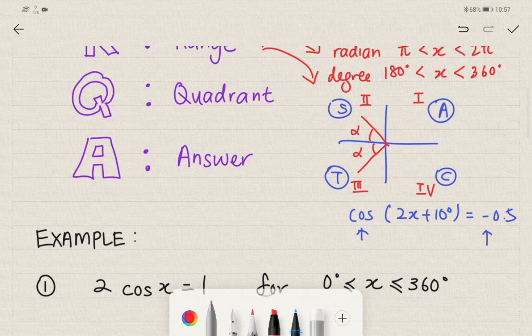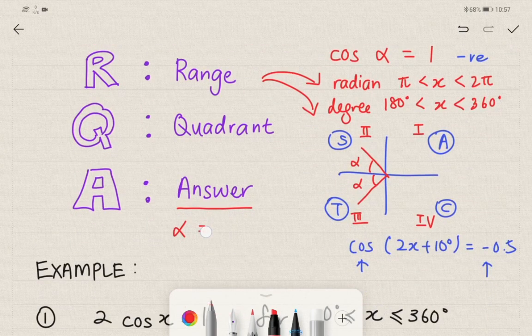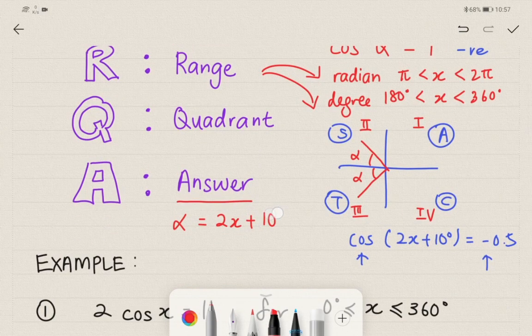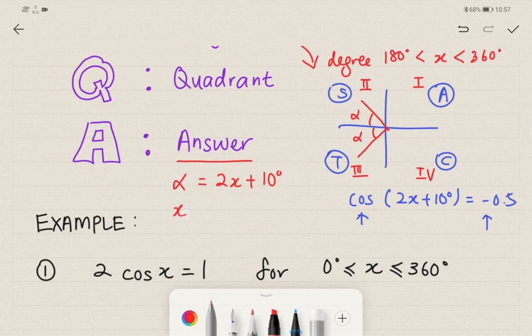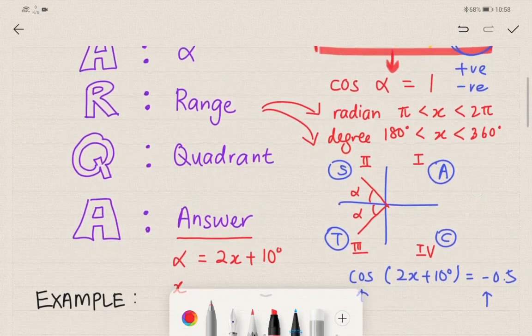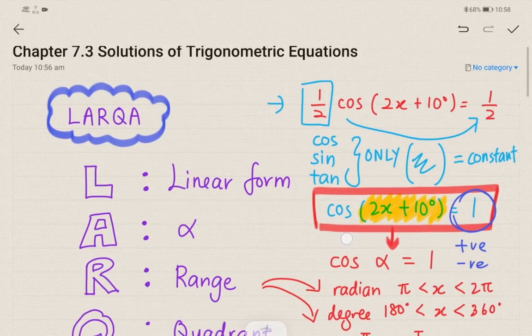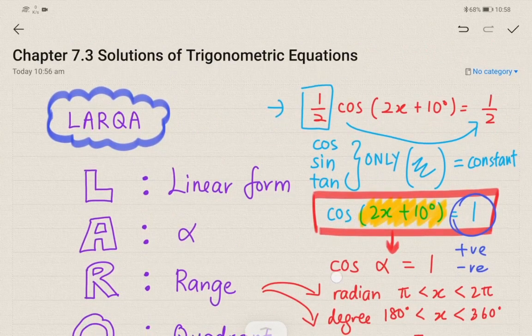And finally, we need to write our answer. Basically you get your alpha first, but you know alpha is not your final answer. For example, just now our alpha is equals to 2x plus 10 degree. So you need to convert that into x. Later we are going to try out some questions and you will understand what it means by answer and then convert into x. So this is basically what you need to know first before we go further, that is LARQA.